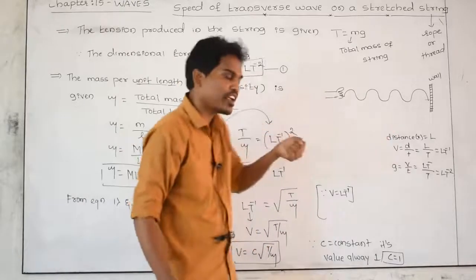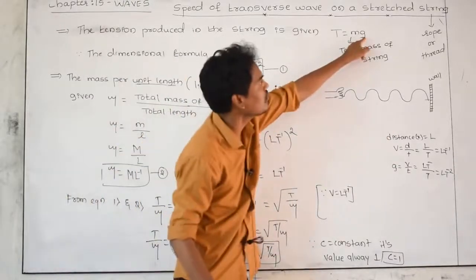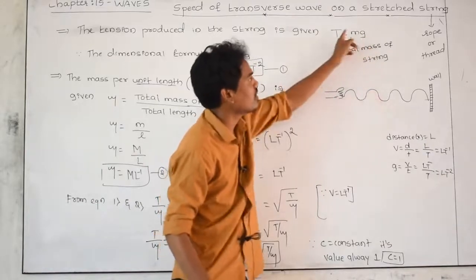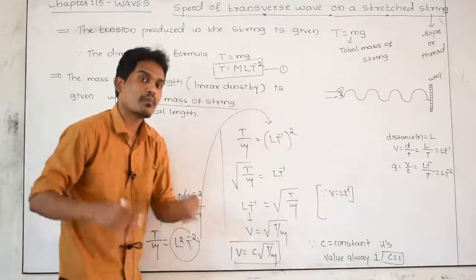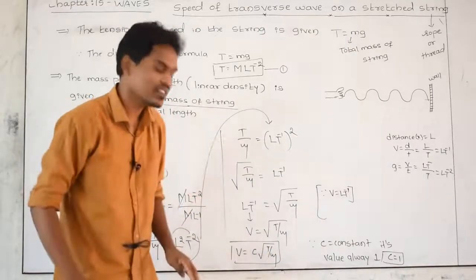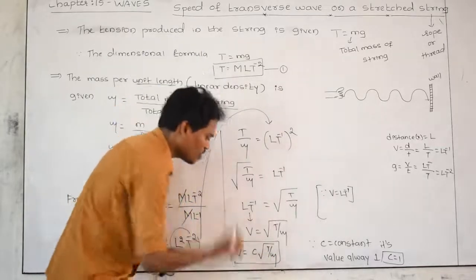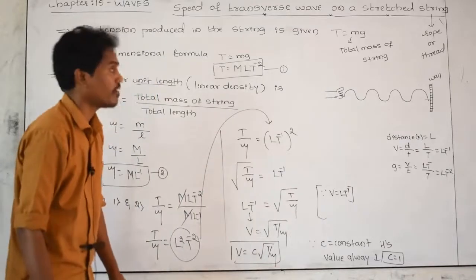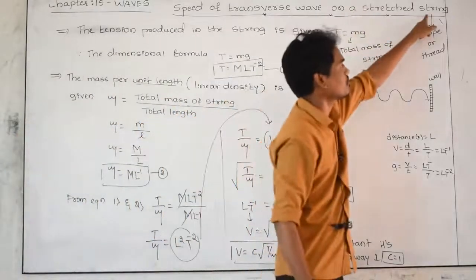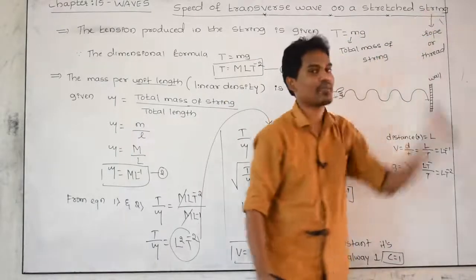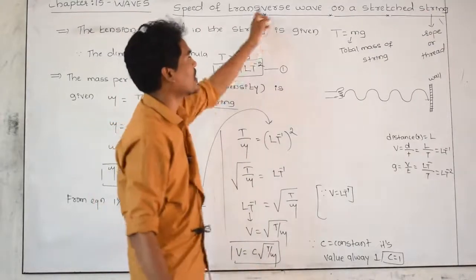If you pull the wire, tension is produced in the wire. That tension can be found by using this formula: total mass of that rope into g, you get the tension, that is T. What is mu? The mass of 1 meter length of the wire is called mu. You remember, this is a very important formula for numericals. The velocity of a transverse wave on a stretched wire or a thread or a string can be calculated by using this formula. And what is the transverse nature?